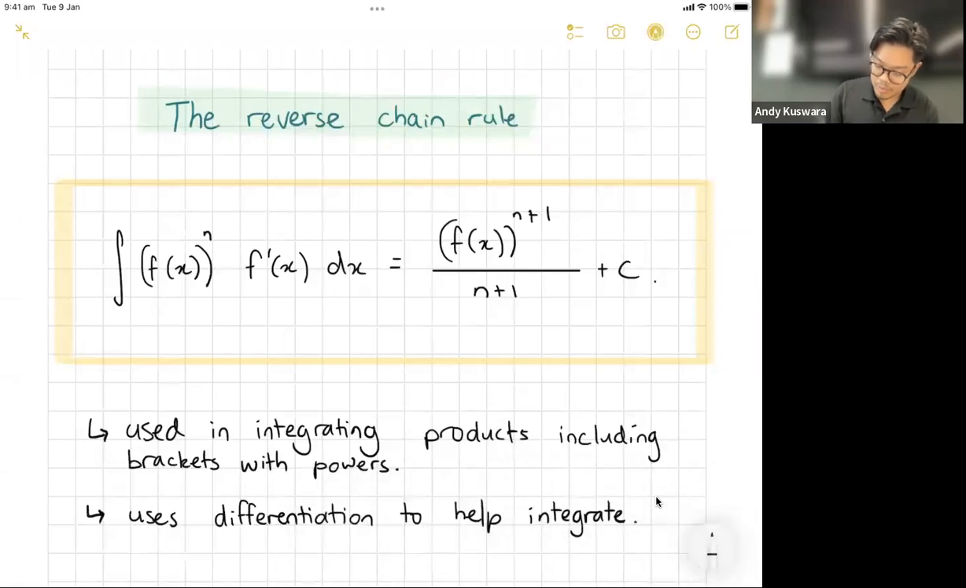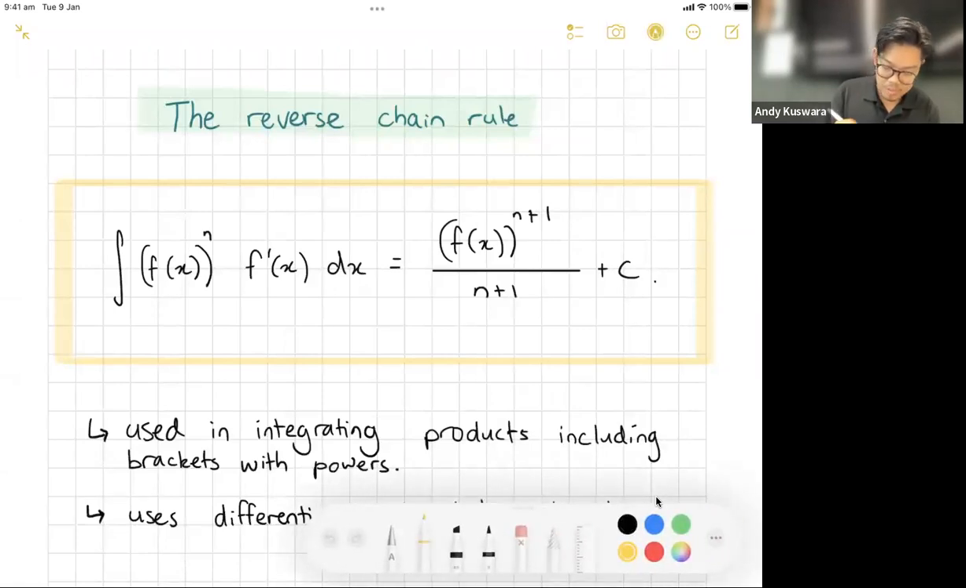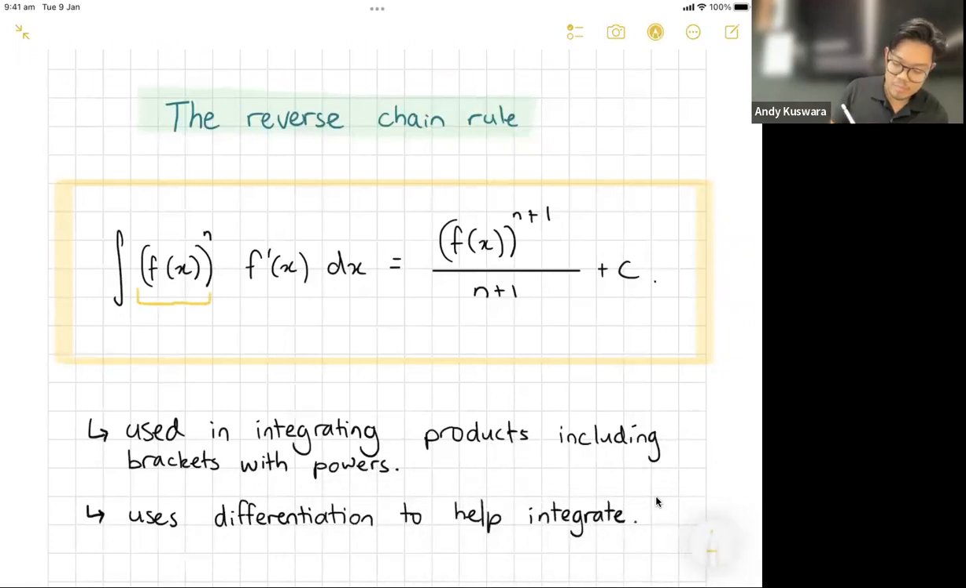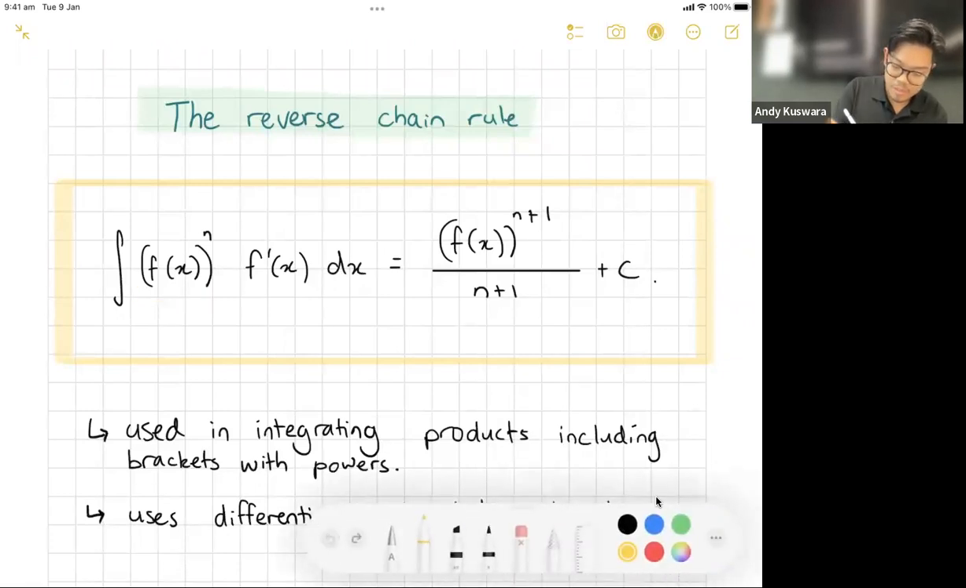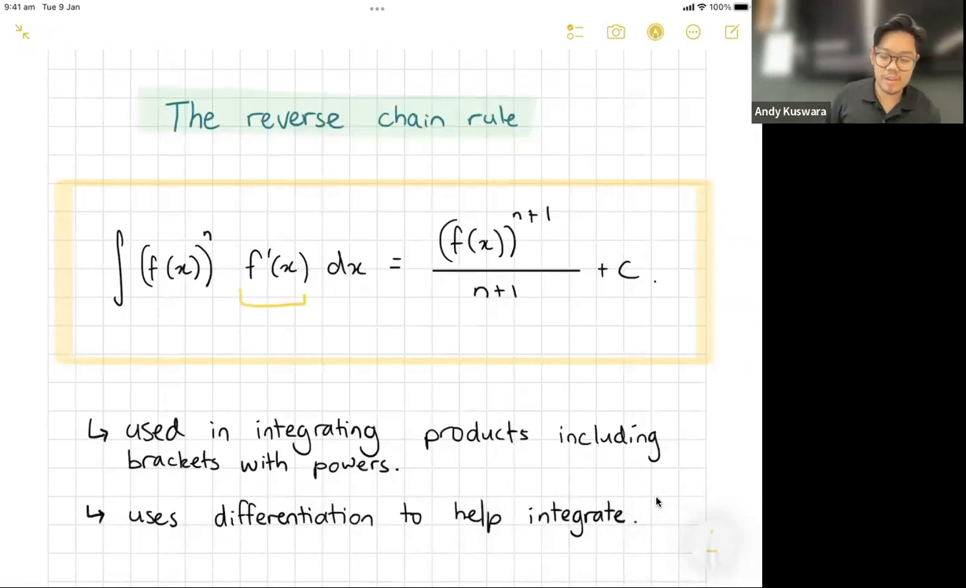But I do want to make a couple of distinctions. First things first, we have this bracket to the power of n, but then we also have this f dash x. That means if we have our function to some sort of power, and then we have the derivative of that bracket out the front, then it's just going to become our function raised to the power n plus 1, divided by the new power, plus c.